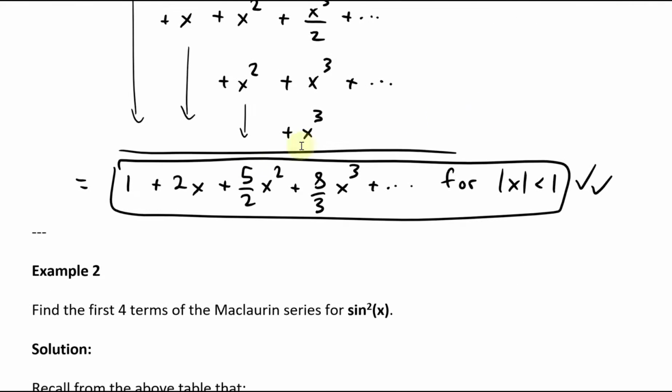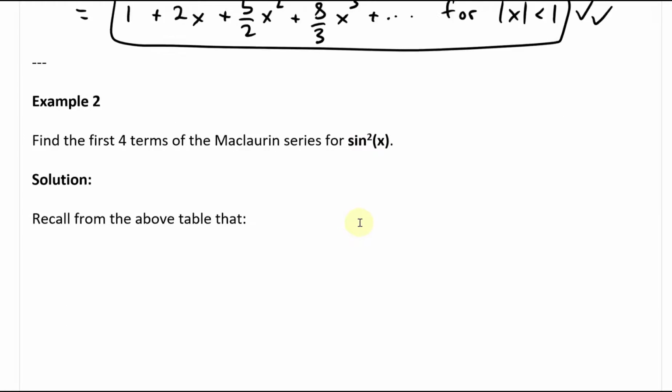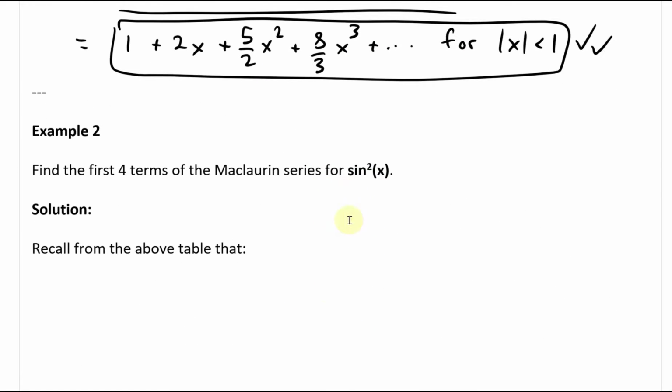Alright, so let's continue further and now look at example 2, and this one states, find the first 4 terms of the Maclaurin series for sine squared of x. So yes, this is going to be just sine x times itself. So you're going to have a multiplication of the same series.